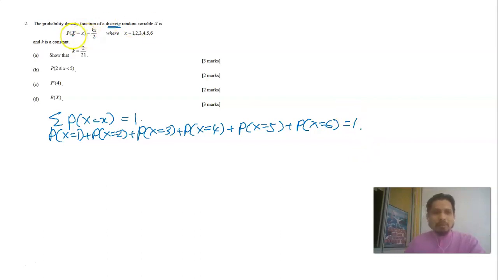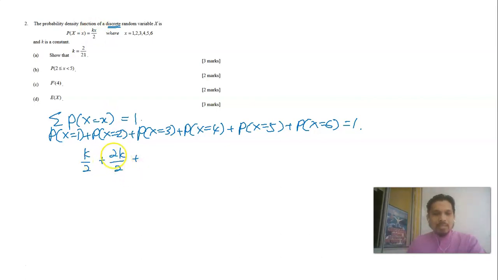And we call the probability equal to kx divided by 2. k is a constant, and we substitute every single value of x here. When x equals 1, 1 times k equals k over 2. And then when x equals 2, 2k divided by 2.